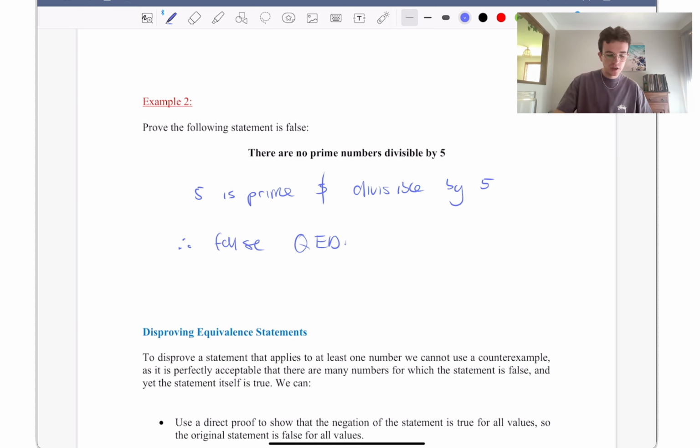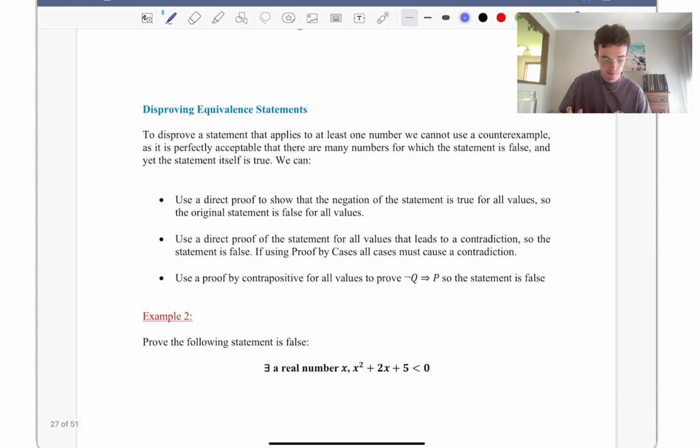Okay, disproving existential statements. So we've got to disprove a statement that applies to just one real number. We can't use a counter-example, as it's perfectly acceptable that there are many numbers for which the statement is false, and yet there could be a few numbers to show that it's true. So we can use a direct proof to show that the negation of the statement is true for all values, so the original statement is false for all values. Or we could use a proof by contradiction.